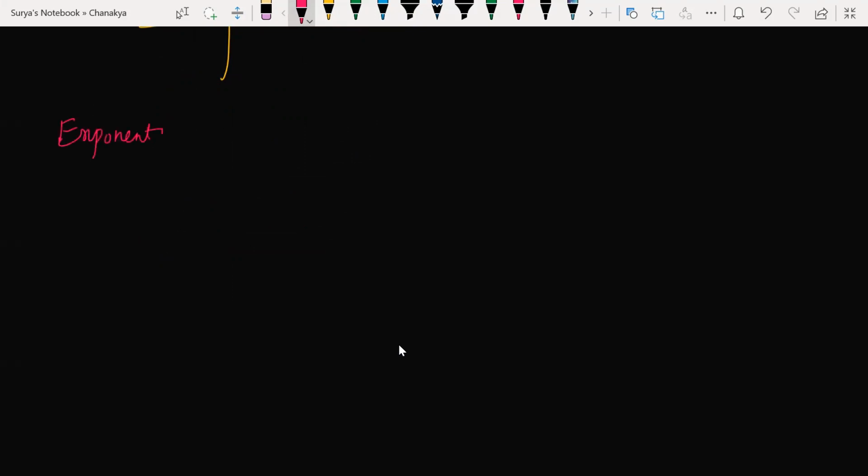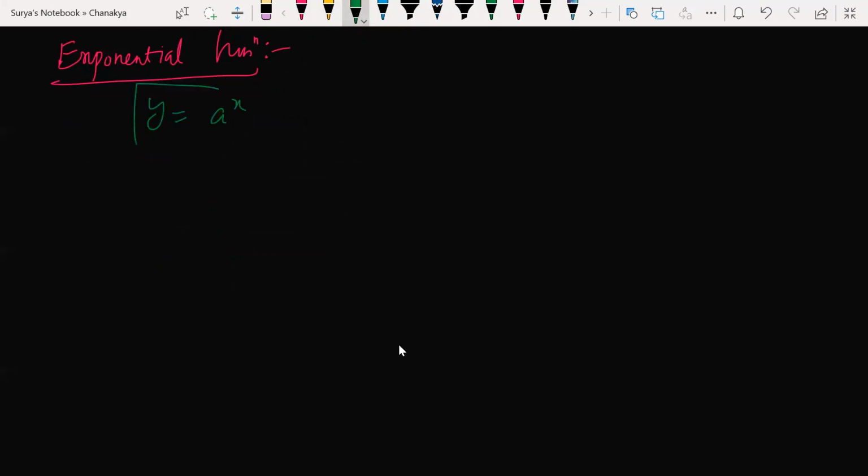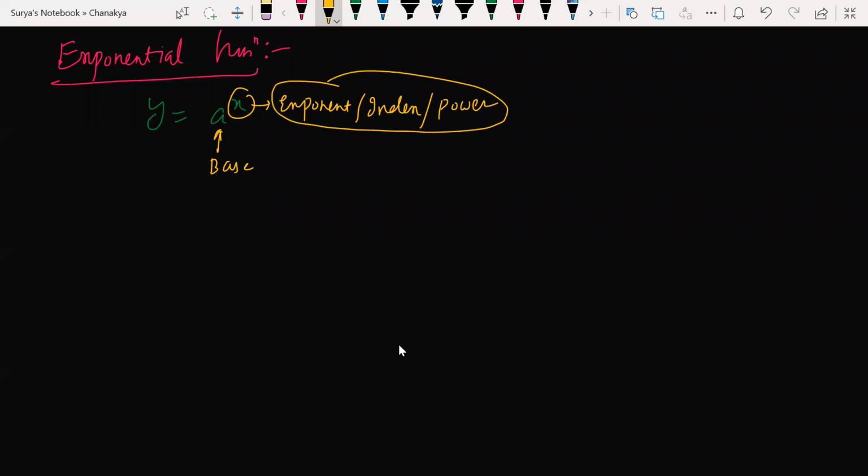Exponential function. What do you mean by exponential function? Basically, an exponential function is nothing but if I say y is equal to a power of x. All right, this is exponential function. What is a called here, and what is x called as? x is variable, a is base. x is exponent, or you say that as index, or you say that as power. A power can be a variable actually. Understood my point? Variable, base.